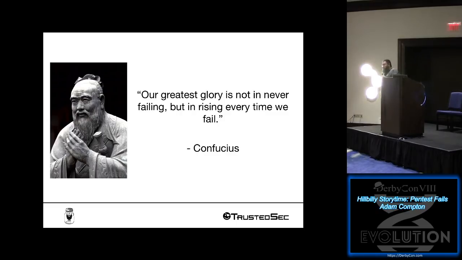And back to the little more serious stuff again. It's okay to make mistakes. I'll just go ahead and say it out there. People make mistakes. It's part of being human. It's part of any job. It's okay to make mistakes.